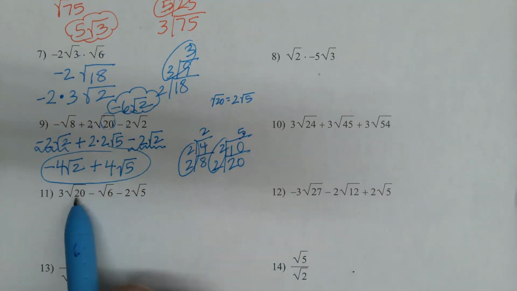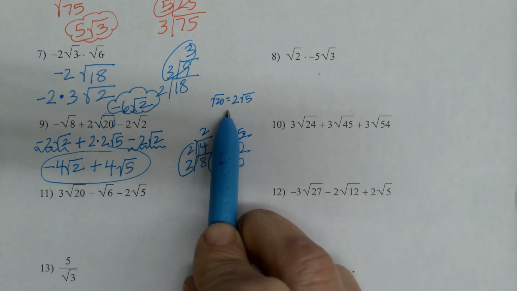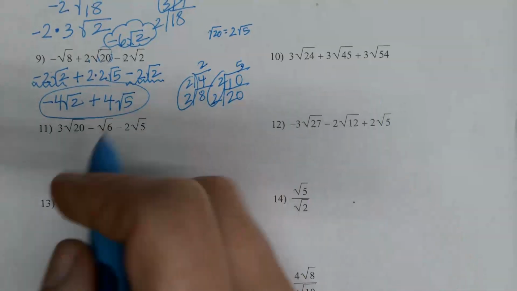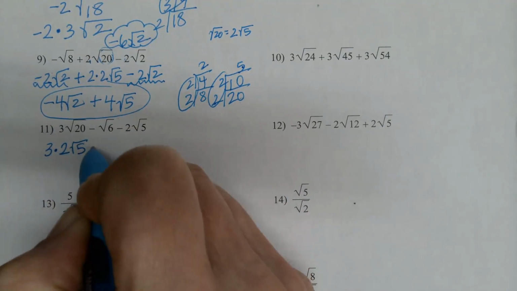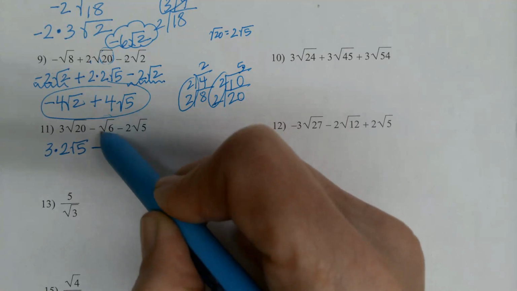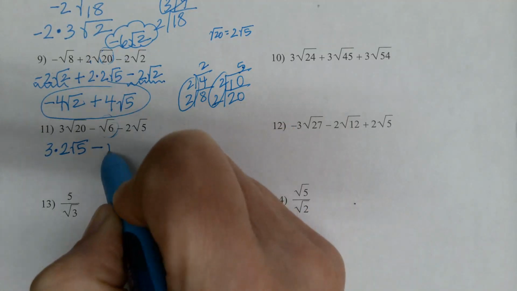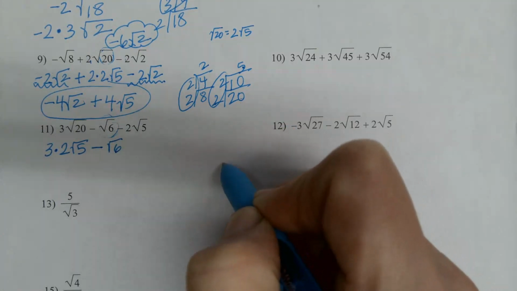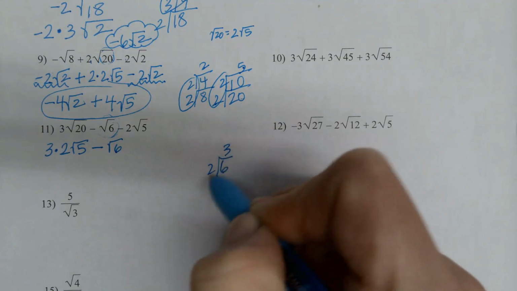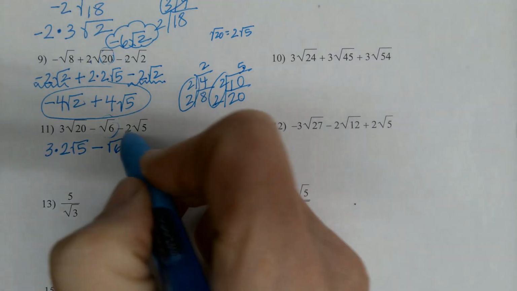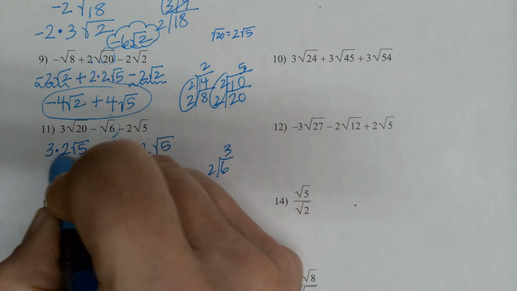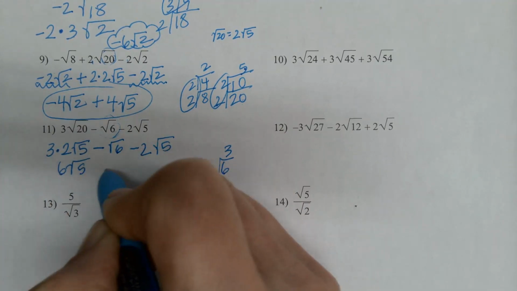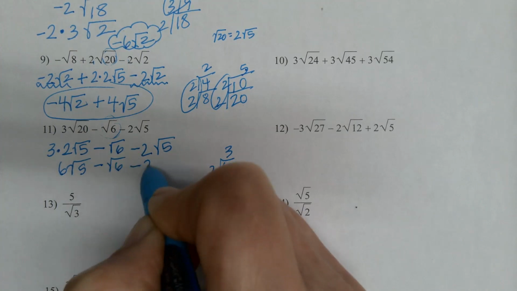Well, I already broke this one down here. Remember, we found the square root of 20 is 2 times the square root of 5, so I'm going to do that here. This is 3 times 2 times the square root of 5. Minus, turns out here, square root of 6 can't be broken down, because if I try 6, it's 2 times 3. I don't have any pairs, that's all I have. Then minus 2 times the square root of 5, and remember, this right here would be 6 times the square root of 5 minus the square root of 6 minus 2 times the square root of 5.